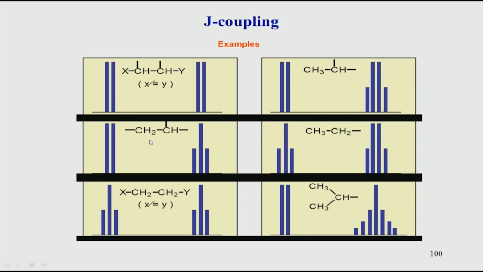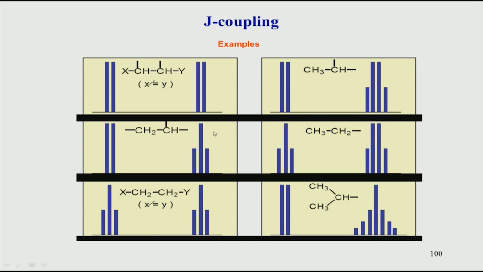Now, look at this peak pattern here. This is CH2. We are assuming these 2 are chemically equivalent, and therefore, these 2 together act as one unit. Both of them are split because of this hydrogen into 2, and that is the CH2 peak that you are seeing on this left side.